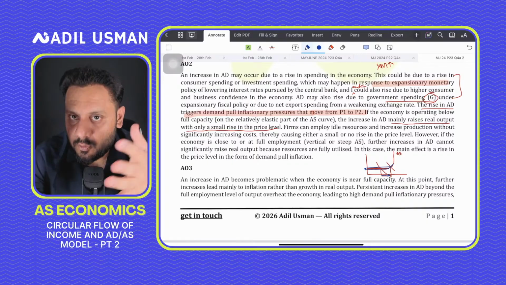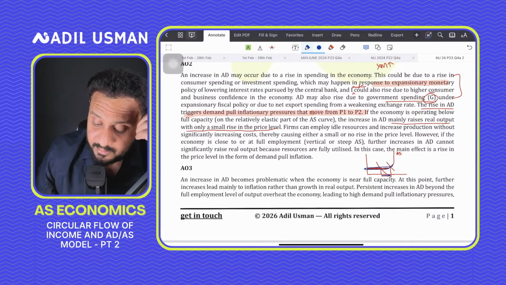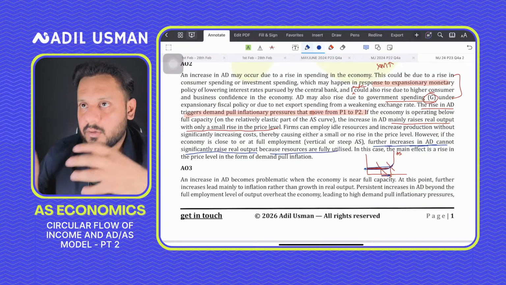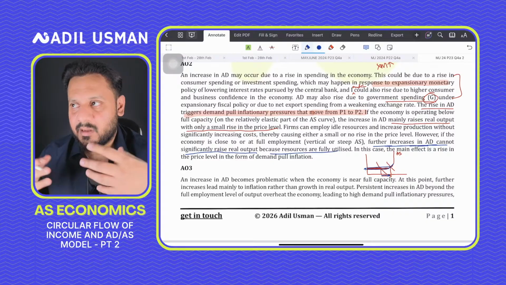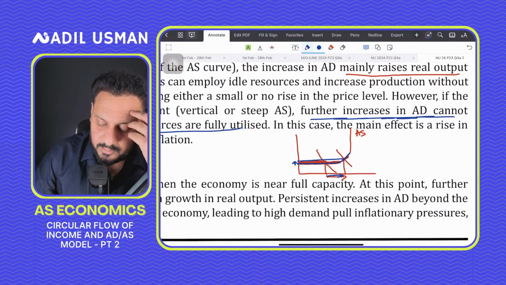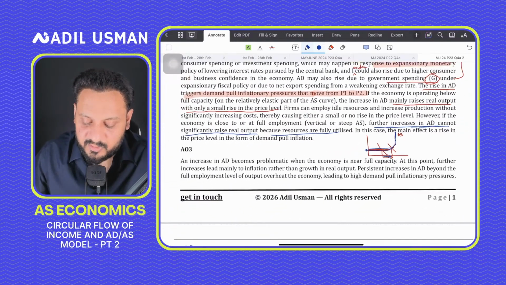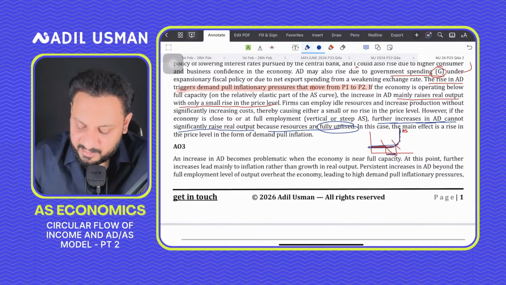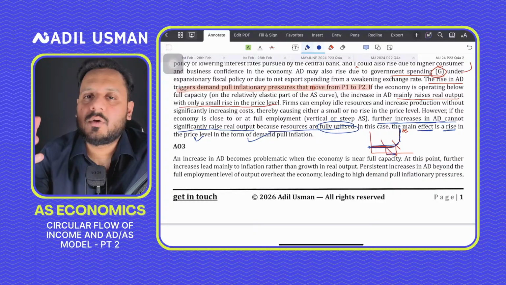But if the economy is close to full employment or it is at full employment, further increases in AD cannot significantly raise real output because resources are fully utilized. So it's not going to raise real output. Or even if it does, then by a very small amount. But unless and until you're totally on the classical range. In this range, real output wouldn't really go up, because resources are already fully occupied. So in this case, the main effect is a rise in the price level in the form of demand-pull inflation. There's no effect on real GDP.